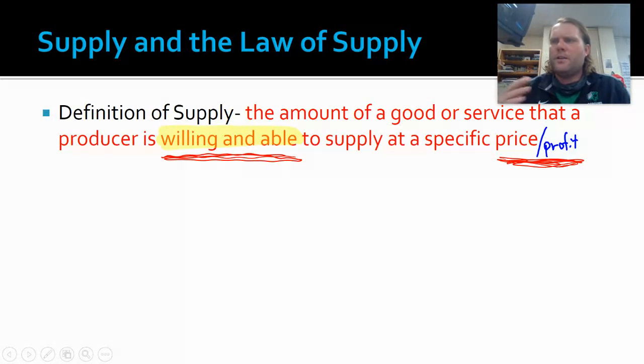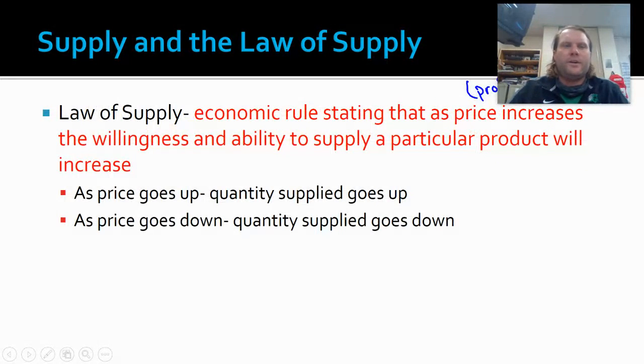Willingness comes from availability of capital. We've talked about those factors of production. Do I have the skills to operate the machinery, for example, in the Gold Rush example? And do I have those natural resources available as well? I don't have any land that has gold in it, at least that I know of. Okay, so we've got to have that willingness and ability.